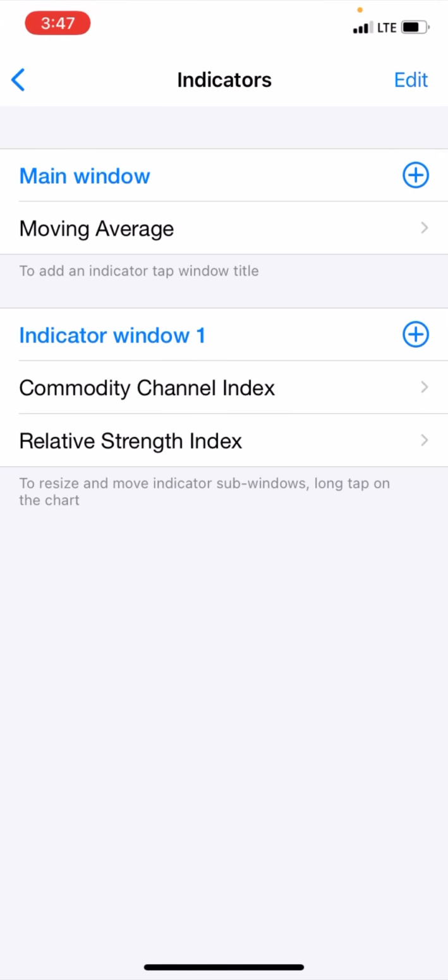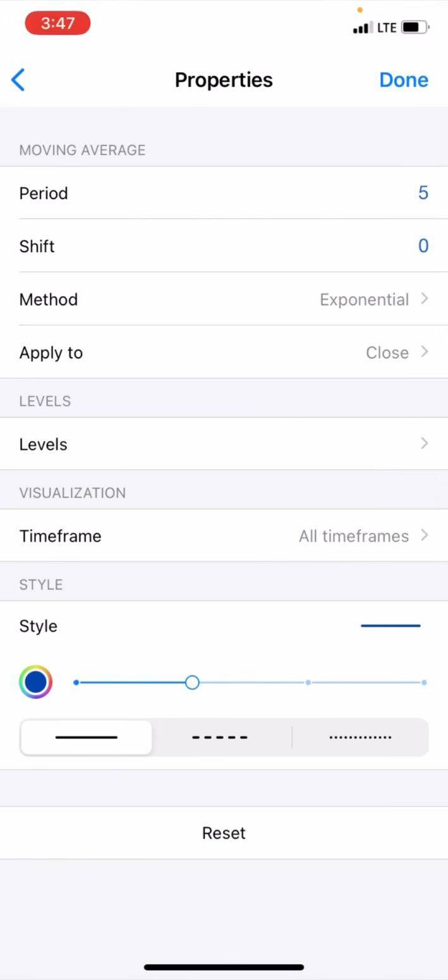Let's go ahead and add the first indicator, which would be the moving average. Period 5, shift 0, method exponential, apply to close. We don't need any levels, so you don't need to add any levels to this. For time frames, just leave it at all time frames. And for the visualization, you can use any color of your choice.